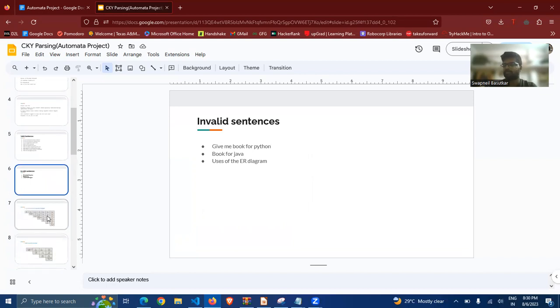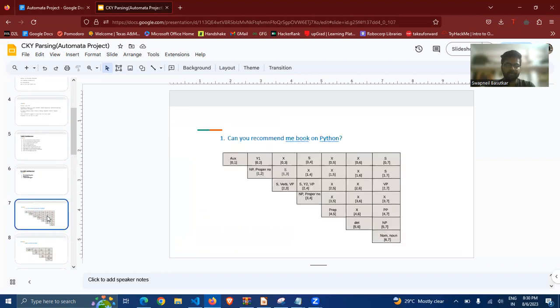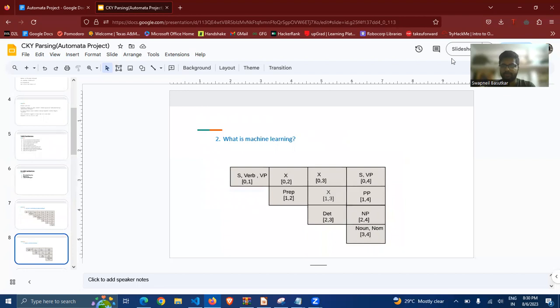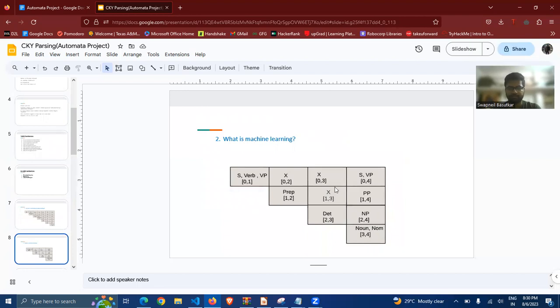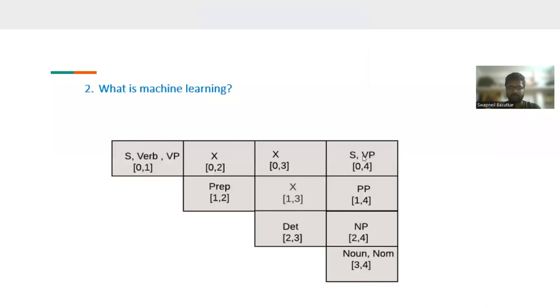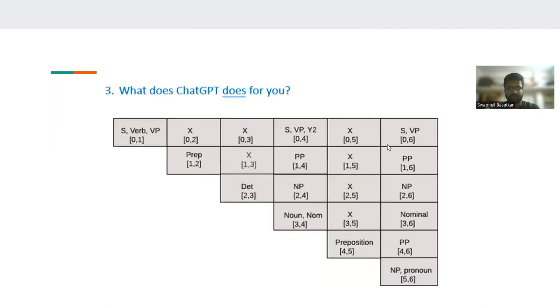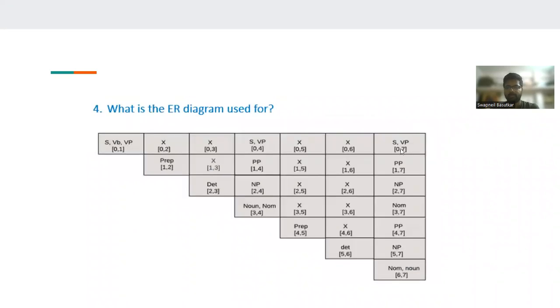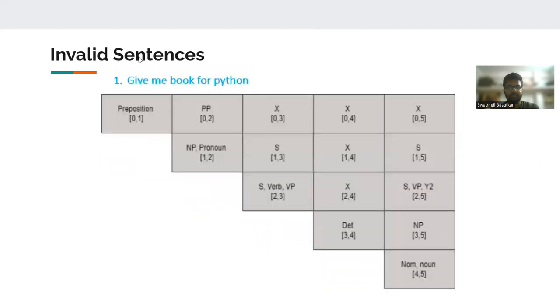Next, I'm not putting in all the snapshots of the sentences that I've made the CKY tables for, but these are a couple of them. So here you can see, can you recommend me a book on Python? And when we get here, the end is an S. That means it is an accepted sentence. Let's go on to the next page too. So here also we have S and VP. So this is accepted. As you can see here also, this is accepted too. And this is accepted.